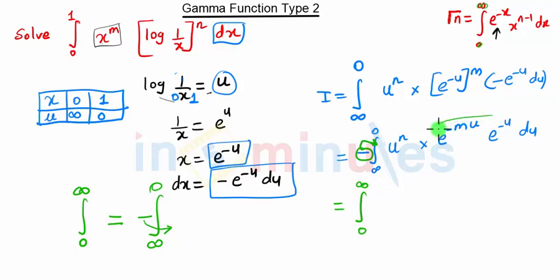E raised to minus mu and e raised to minus u, we can combine these two as e raised to minus m plus 1 into u. So we get u raised to n e raised to minus m plus 1 into u du.